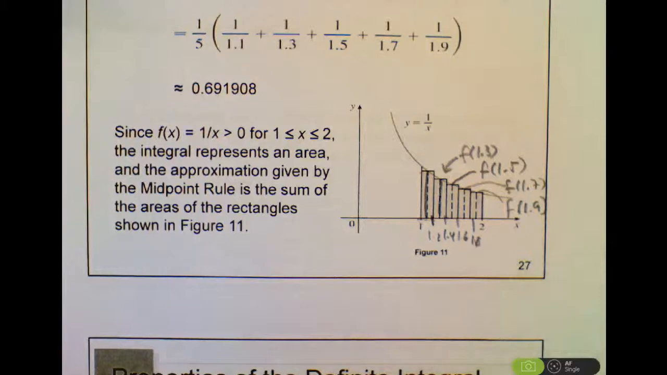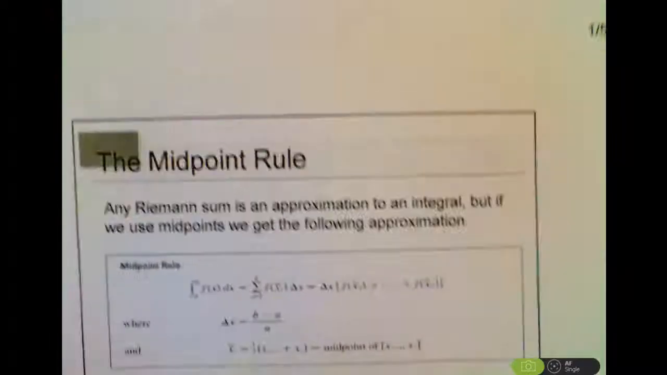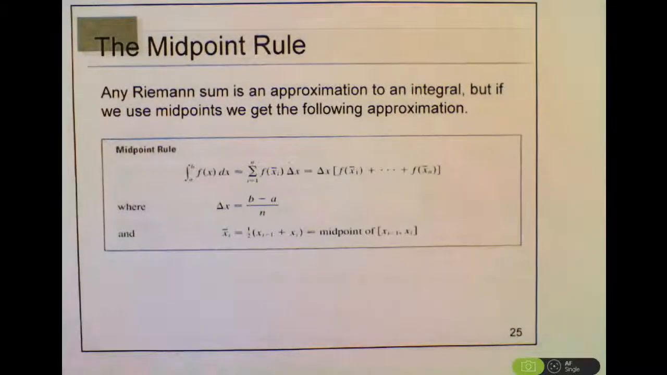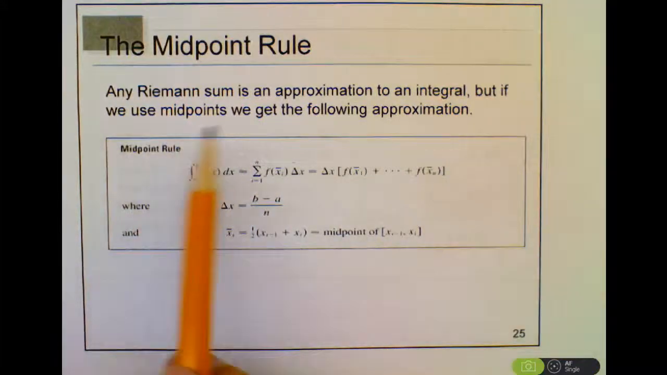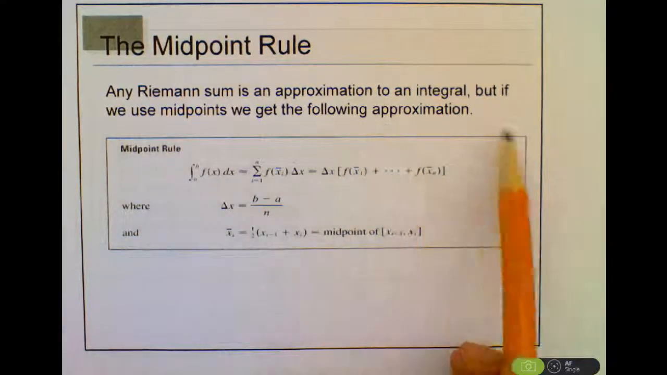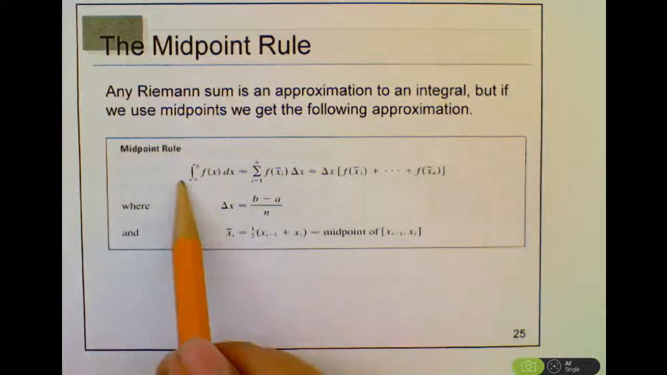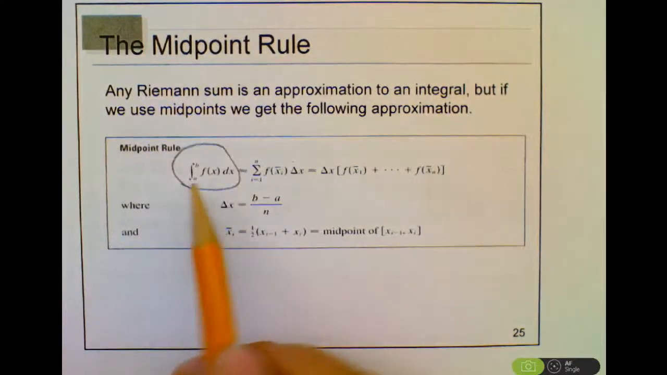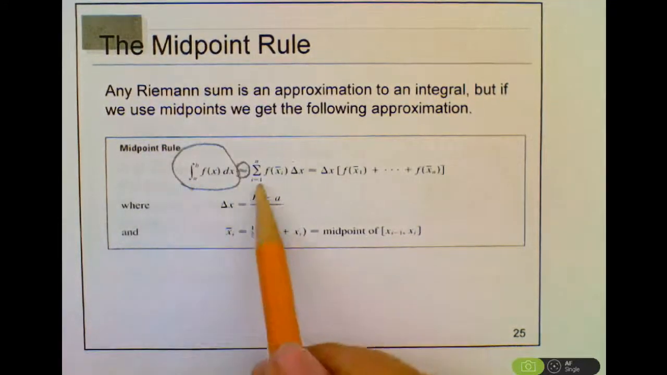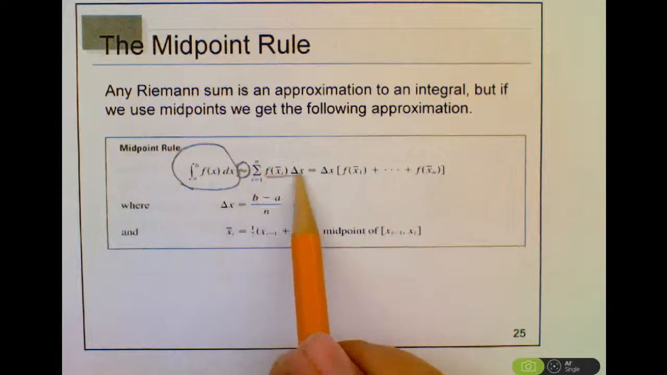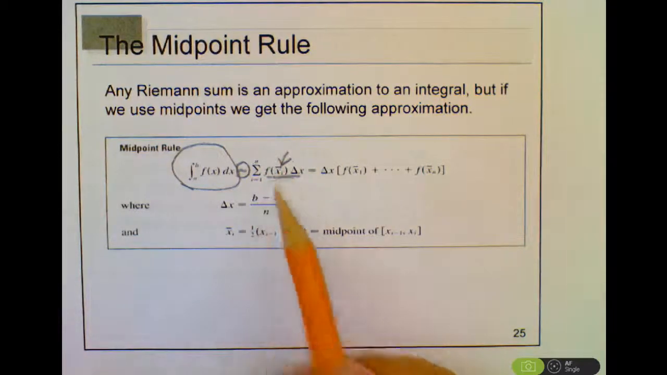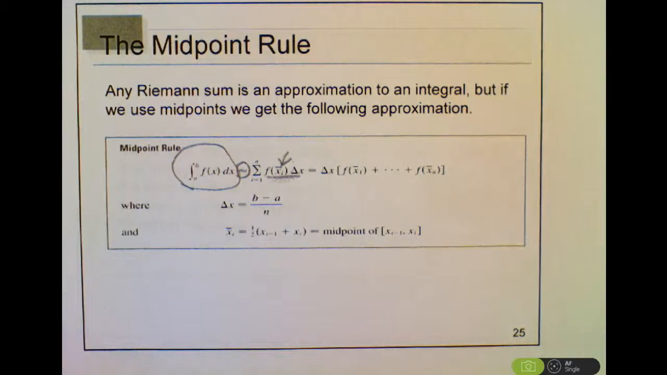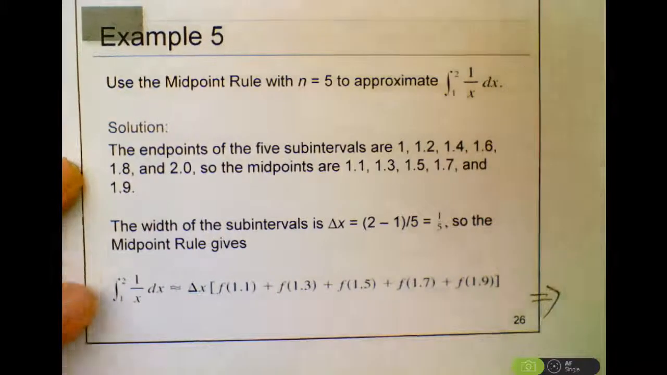So let's go back to this slide and read. It says any Riemann sum is an approximation of the integral, but if we use midpoints, then we get the following approximation. It just says the value of the integral is approximately the summation of all the areas of the rectangles using for height the midpoint in each interval. That's all it's saying. So example 5 illustrates that case.